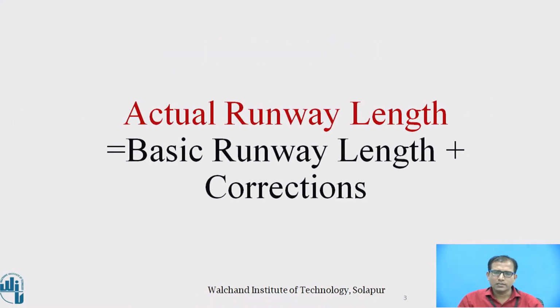As we already learnt in the two sessions, the actual runway length includes the basic runway length plus the corrections. The basic runway length has already been calculated by applying the various methods, that is, the aircraft landing in normal condition, takeoff condition, and engine failure condition. Now we are going to apply the various corrections and calculate the actual runway length.